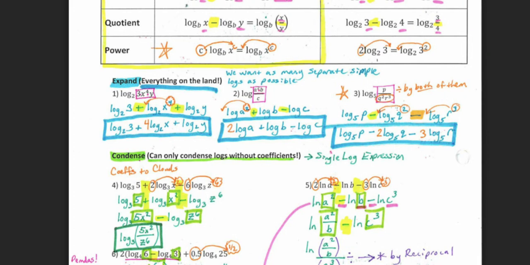So finishing up this problem, our last step to expand and get everything on the land, we want to move that 2 back out in front as a coefficient from the exponent, and that 3 back out in front as a coefficient. So log base 5 of p minus log base 5 of q minus 3 log base 5 of r. So folks, please make sure when you're working through the practice set that you're checking all of those little details very, very carefully, especially the signs, and remembering to put in all of those appropriate bases.